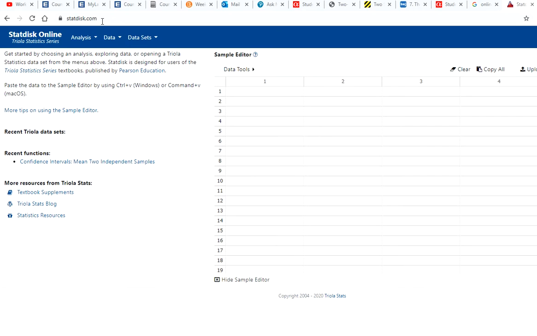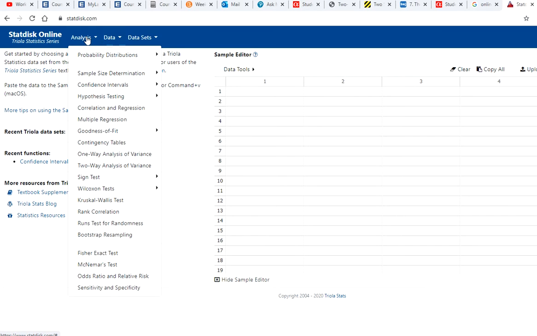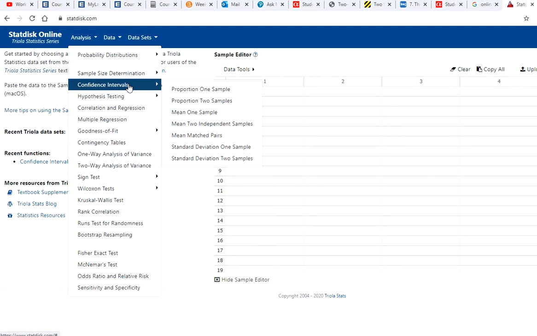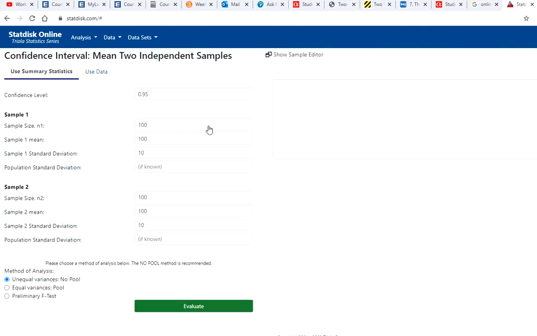Just go to statdisk.com, and it'll ask you to sign into Google or whatever account that you used. So we're going to click Analysis, Confidence Intervals. And then this is confidence interval for two means, from the mean of two independent samples. Matched pairs you're going to use later on this week. That's when you have like a person getting tested once and then having some instruction, then a retest or something like that. Same person for the paired values. But anyway, this one is independent, we were told, so we're clicking the independent one.